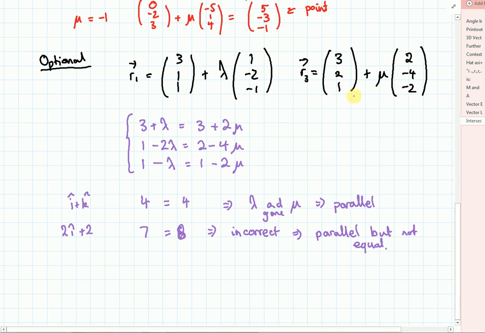Okay, so if I'd actually said R4 is (3, 1, 1) plus mu (2, -4, -2), we'd realise they've got the same starting point. They've got parallel vectors because they're multiples of each other. The only thing changing is the value of the lambda. In this case, all of these statements would work out as being true, and that would mean R1 is equivalent to R4. They are the same line. Okay, so that's equations of a line.